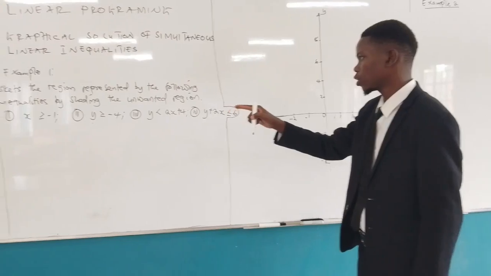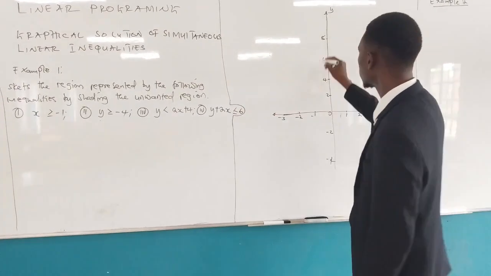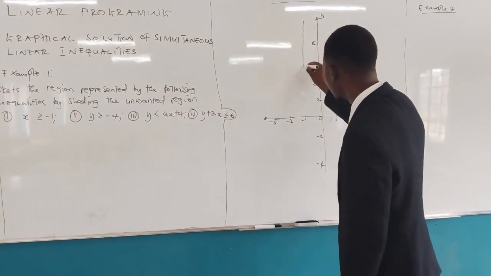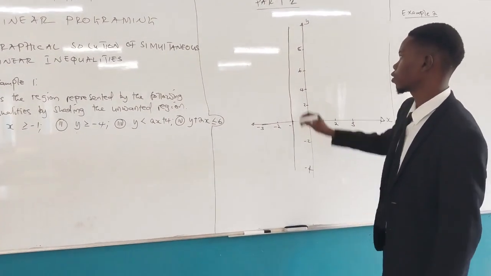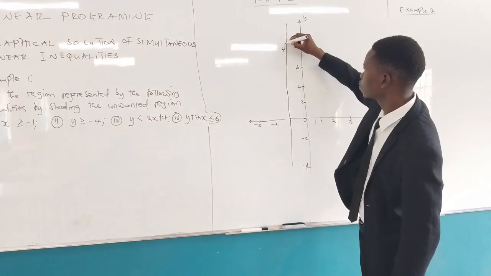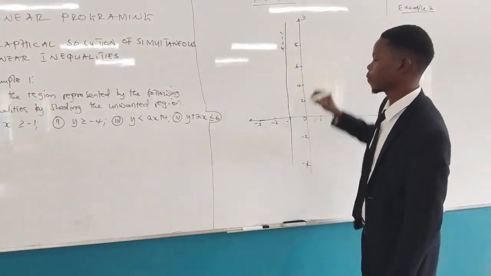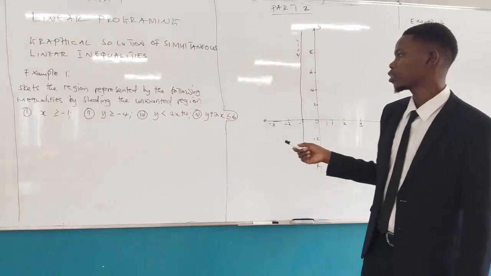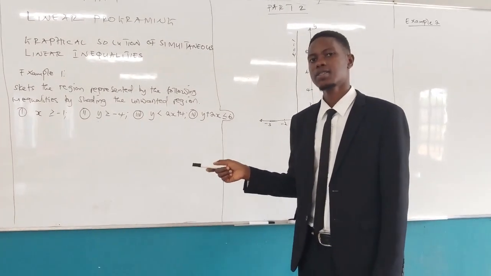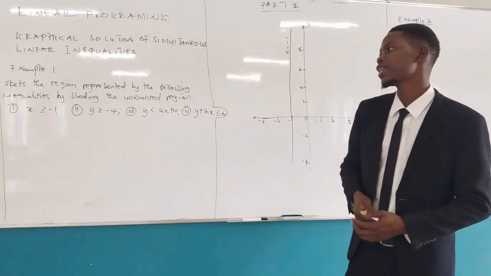As you can see, the line is solid. We are going to draw a solid vertical line crossing at -1. So this is literally the equation x equals -1. But which side are we supposed to shade? The unwanted part, that means the side that is not being said in the inequality.